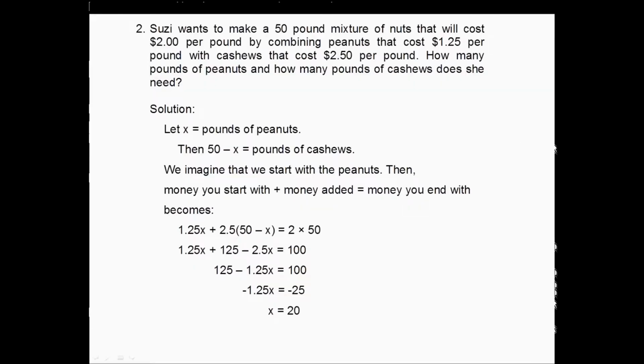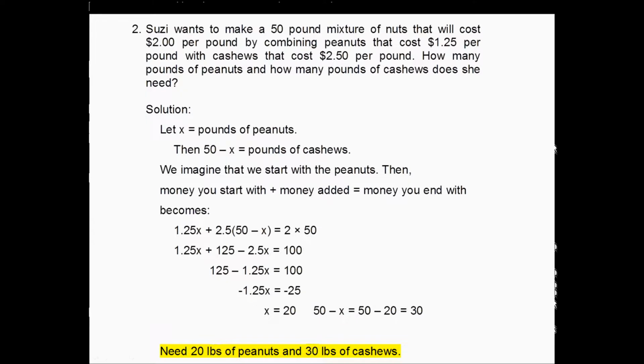And that was the peanuts. So you need 20 pounds of peanuts. The cashews, remember, is 50 minus x. So 30 pounds of cashews. So 20 pounds of peanuts, 30 pounds of cashews.